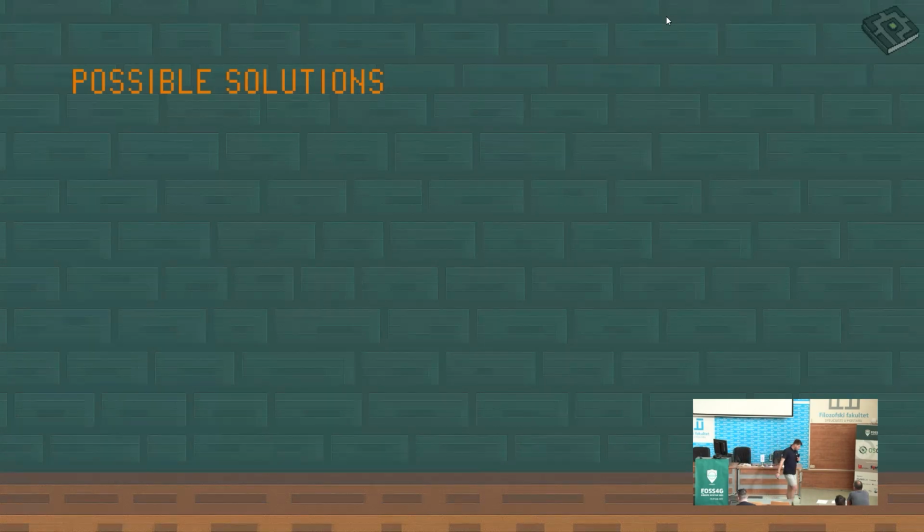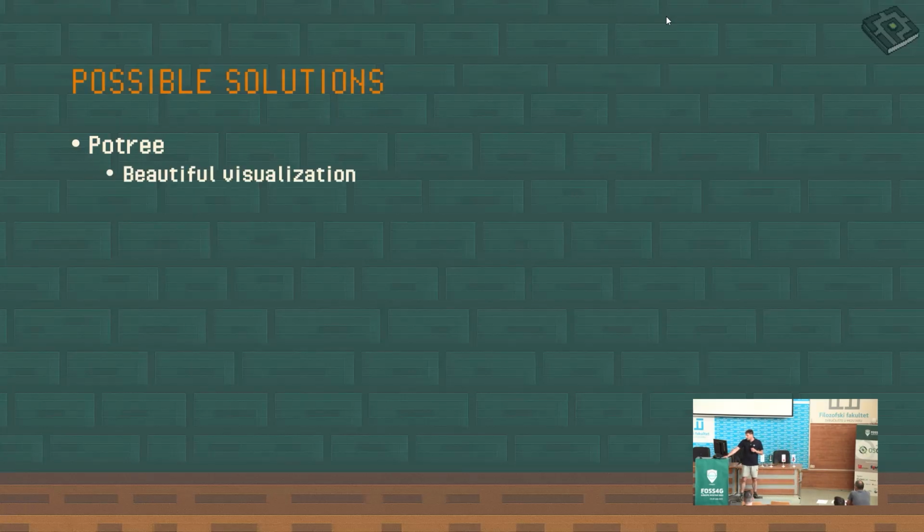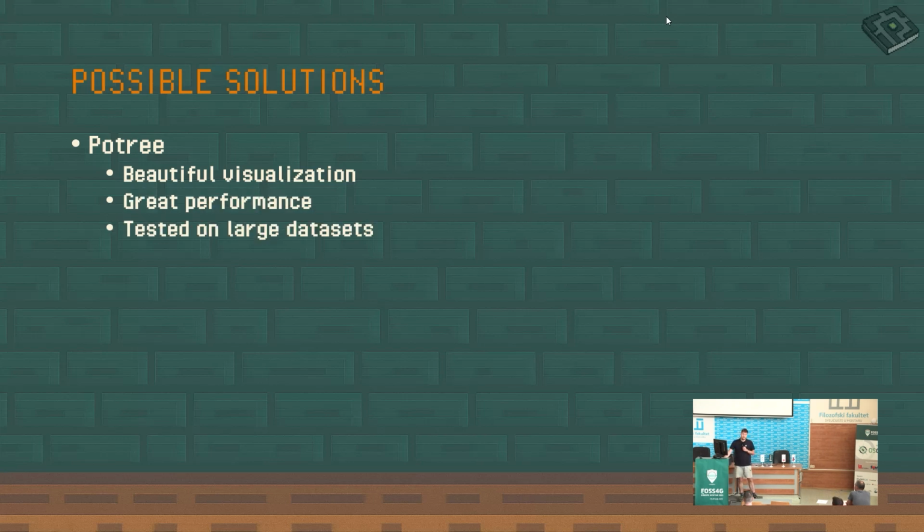Okay, we talked about what could be possible solutions to this problem. We could use Potree to render. Potree is great. It has really nice visualization of the point cloud. It also has really great performance and has already been tested on large data sets. But the thing was that it has a smaller community, or at least at the point when we were deciding which technology to use, the community was a bit smaller, and it also had less frequent releases.